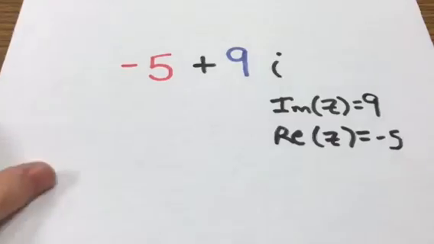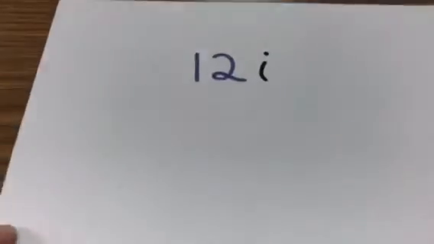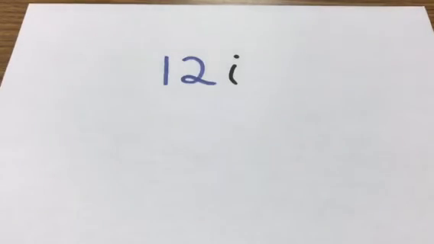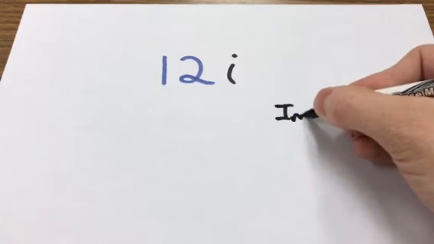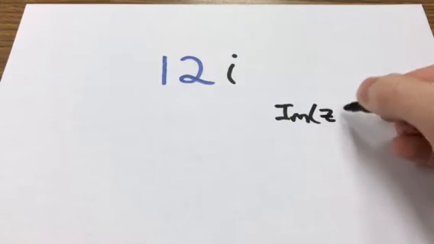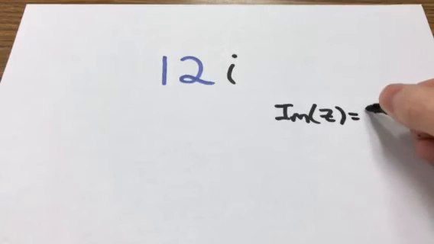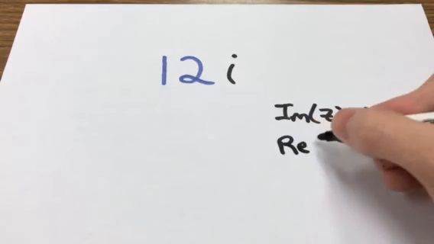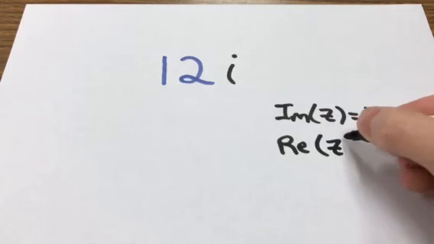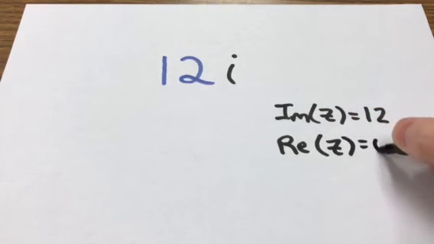Okay, let's try another one. 12i. Okay, so this complex number doesn't have a real part attached to it. Only the imaginary part is there. So I'm going to say the imaginary part of this complex number is the blue number, 12. And since the real part is not there, I'm going to say that the real part is equal to 0.